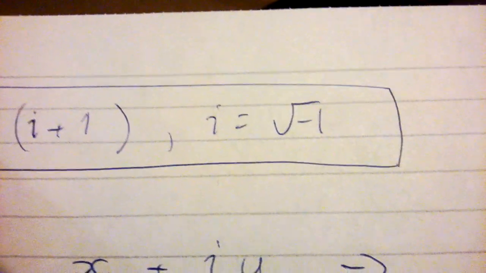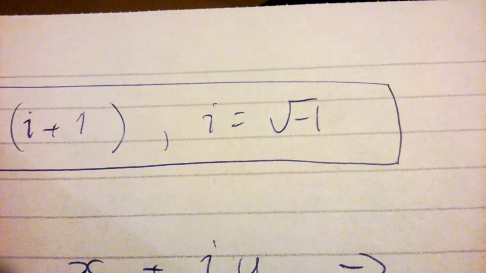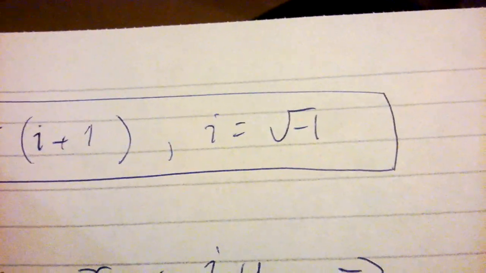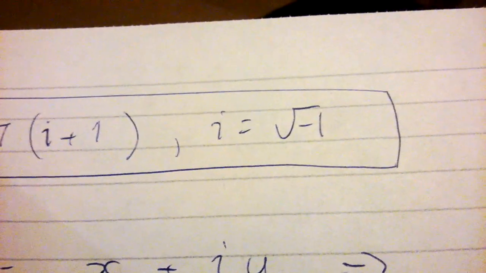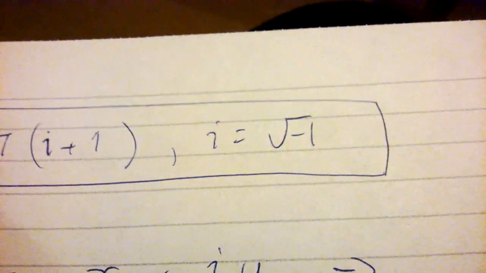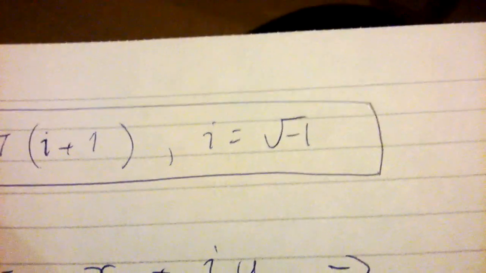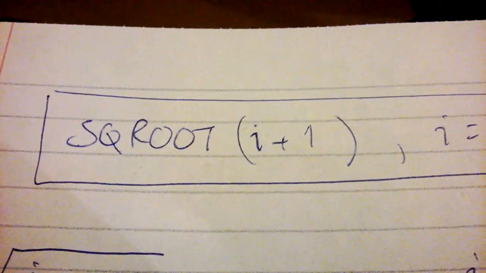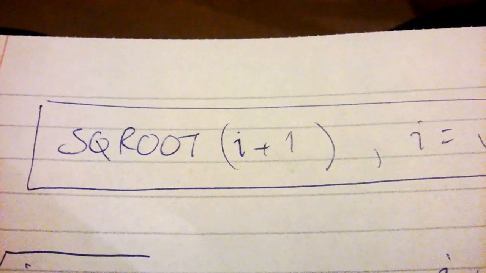Hi. If we use the number i to designate the square root of -1, so i is an imaginary number such that i squared is -1. Let's look at calculating what the square root of i+1 would be.